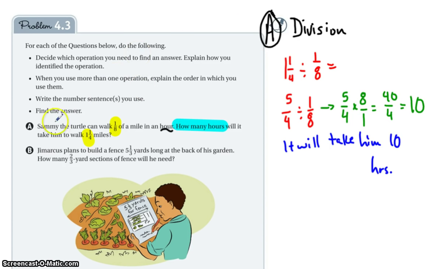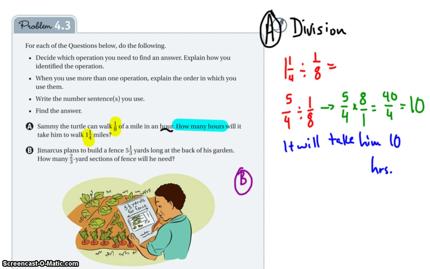All right, so let's take a look at B. I'm going to solve B here. Let's do this one in purple. Okay, B says Jamarcus plans to build a fence 5 1/3 yards long at the back of his garden. How many 2/3 yard sections will the fence need?